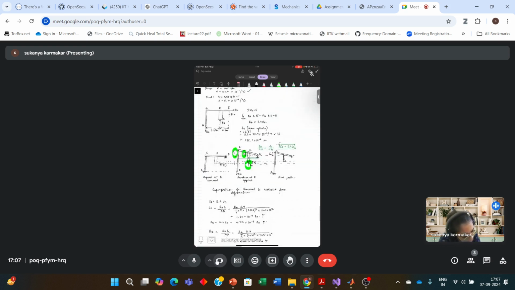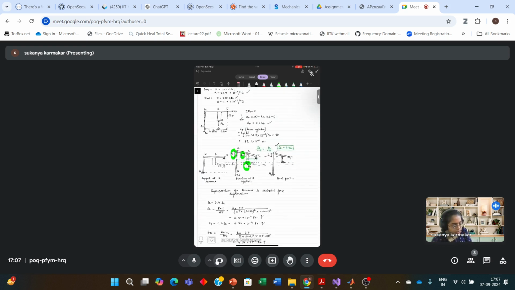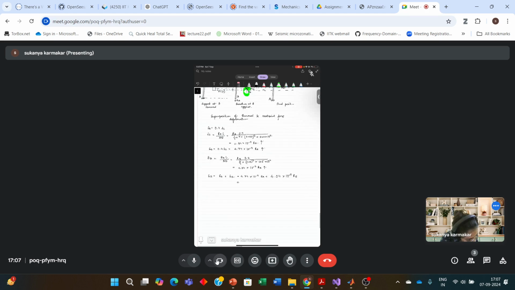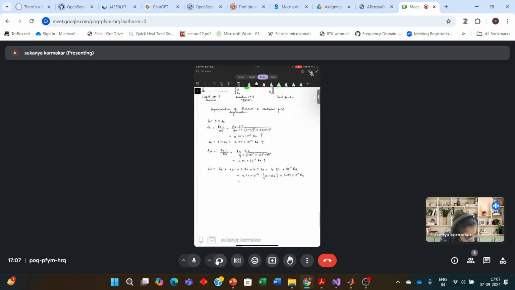Now we know RA and RB are related to each other. So RA is 0.4 times RB. So substitute it here: 4.74 into 10 to the power minus 9, RA is equal to 0.4 times RB, plus 4.04 into 10 to the power minus 9 RB. So this comes out to be 5.94 into 10 to the power minus 9 RB.